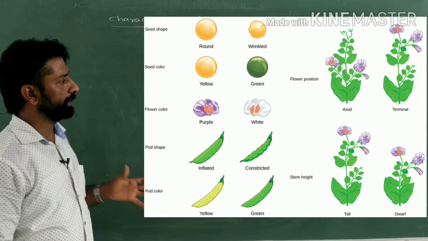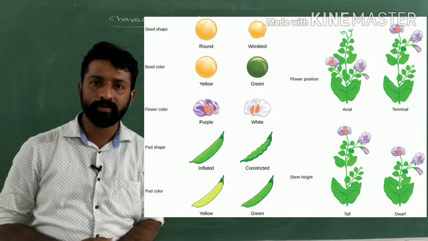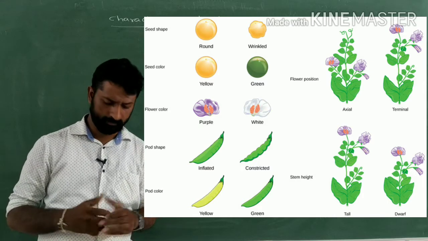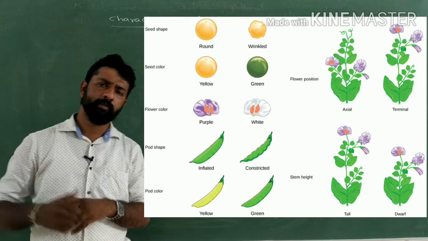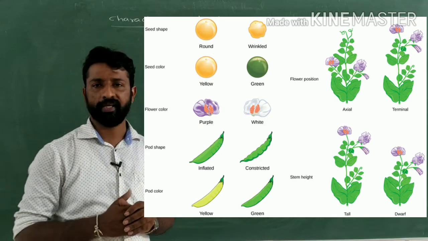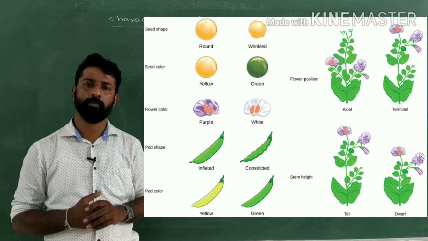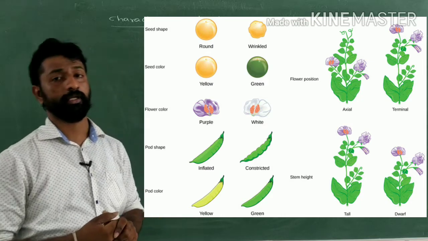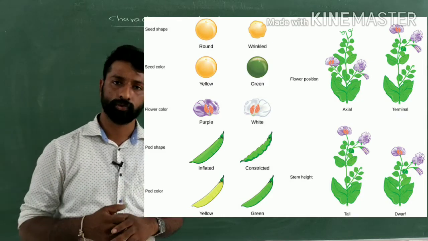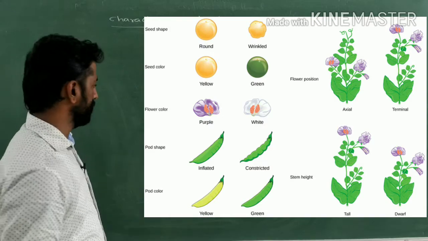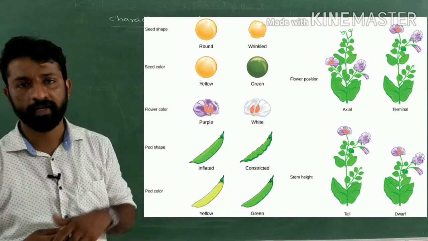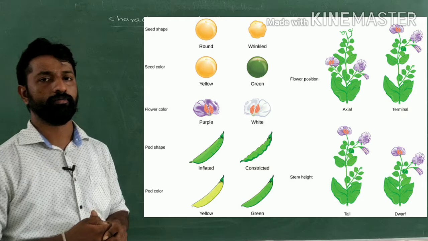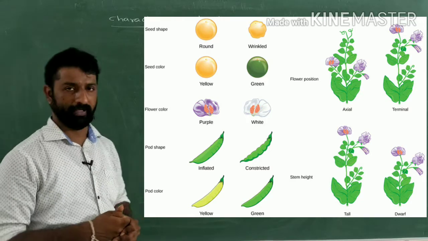So these are the 7 pairs of traits what Mendel selected in pea plants for his hybridization experiments. Then I have a question here. Did Mendel select only the 7 pairs of traits or the 7 characters in the pea plant? Initially he selected 34 true breeding varieties, then he chose only 22 and finally worked with 7 pairs of traits. 7 pairs of traits are the 7 characters in the pea plant.